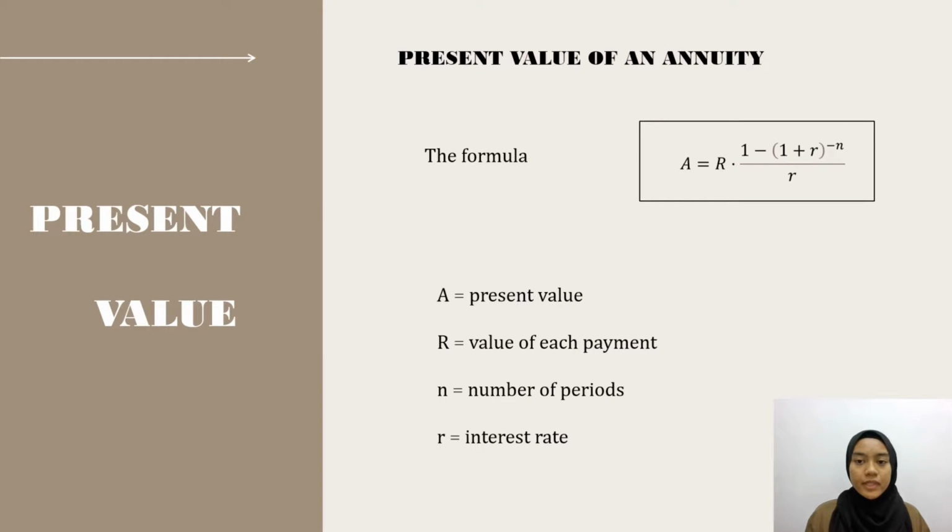So first is the present value of an annuity. The formula is A equals R multiplied by [1 minus (1 plus i) to the power negative n] over i. A here is the present value, R is the value of each payment that we will make, n is the number of periods, and i is the interest rate.